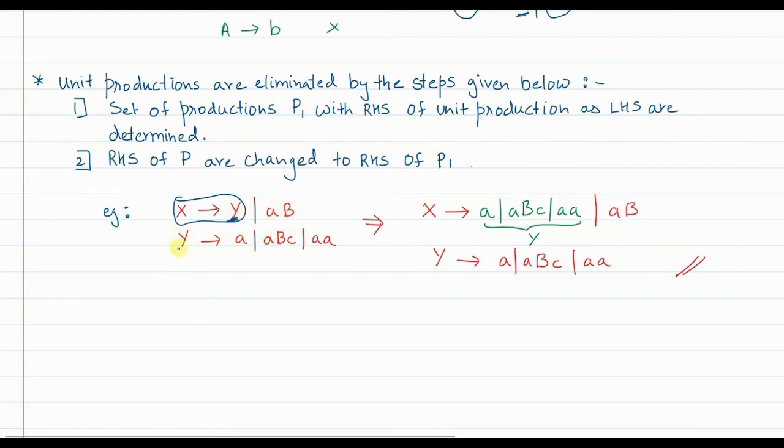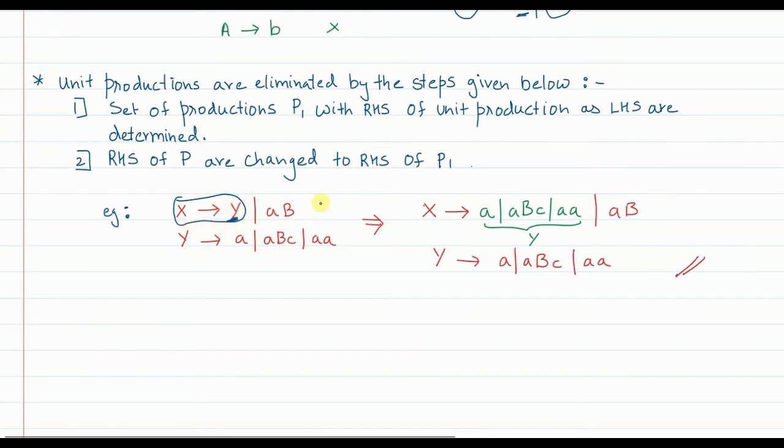Similarly, in the second production, the Y production, neither the first term, the second, nor the third contains a unit production. Please note, although I have Y gives small a, a is a terminal, not a non-terminal, so I cannot call this a unit production. Whereas here, X gives capital Y, Y is a single non-terminal, that's why X gives Y is a unit production. Now how to eliminate the unit production?